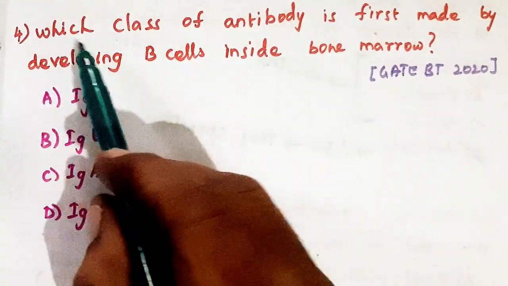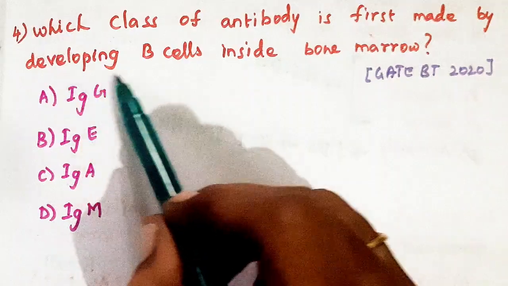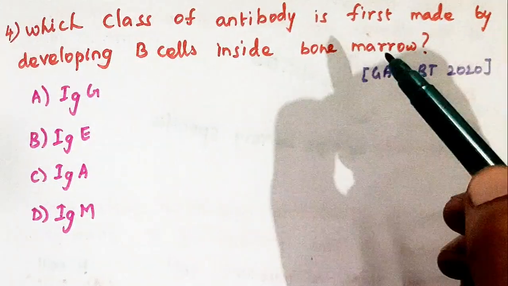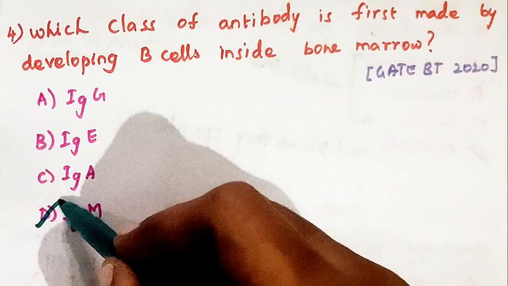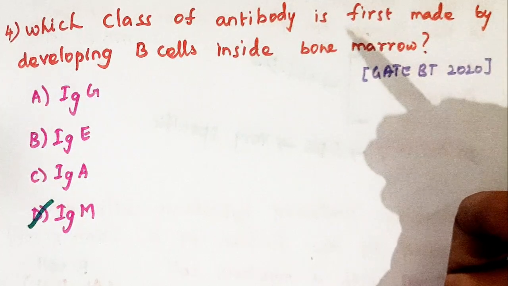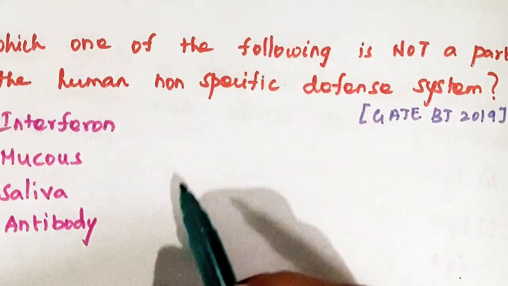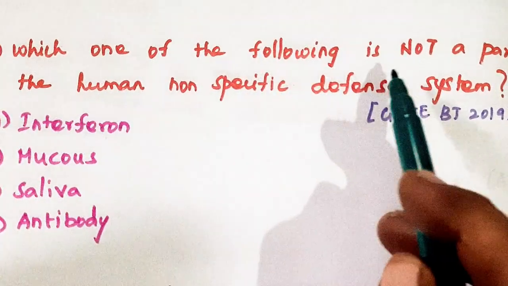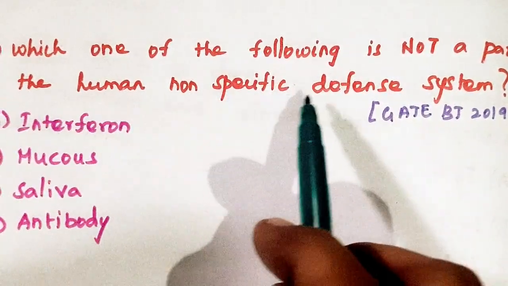Next question. Which class of antibody is first made by developing B cells inside bone marrow? The answer is IgM. So IgM is an antibody which is first made by developing B cells inside the bone marrow. Next question. Which one of the following is not a part of the human non-specific defense system?